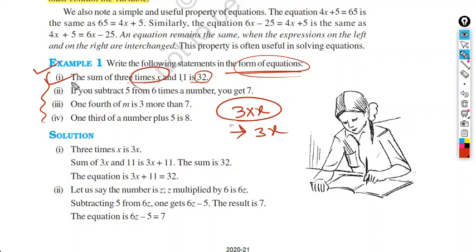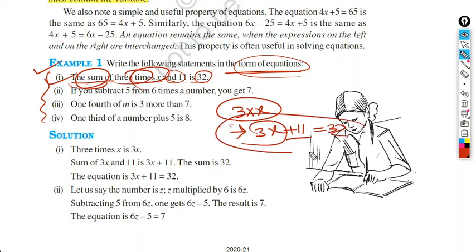And then it says the sum of 3 times x and 11. That means 3x has been added to 11. Sum means plus, addition. So the sum of 3 times x and 11 means 3x plus 11, and the question says the sum is 32. Therefore, the equation is 3x plus 11 equal to 32.